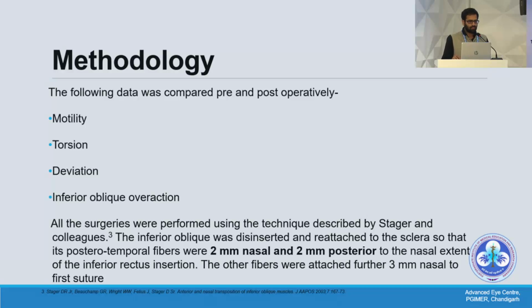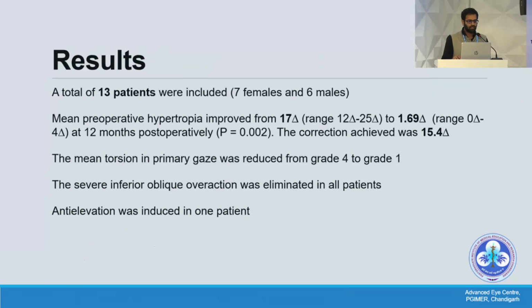The surgery was done by the technique described by Sejar et al., in which the inferior oblique was disinserted and reattached to the sclera 2 mm nasal and 2 mm posterior to the nasal extent of the inferior insertion. So a total of 13 patients were included.